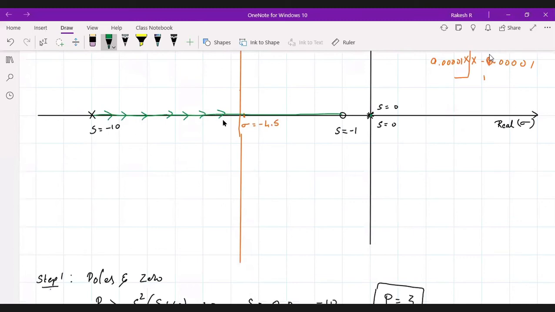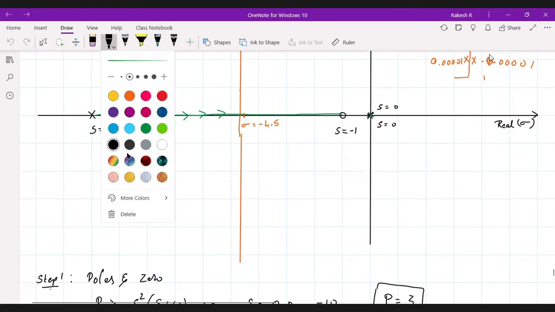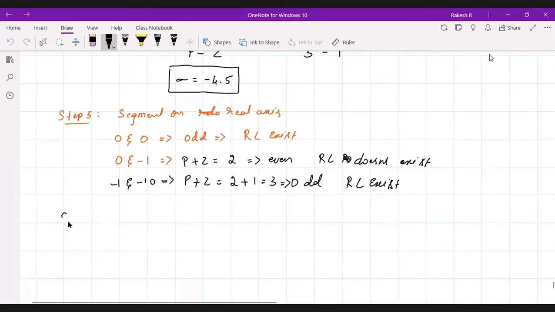Now, what is the next step? We need to determine the breakaway and break-in points. That is step number 6 here. We shall go with step 6. Step 6 is to determine the breakaway and break-in points.